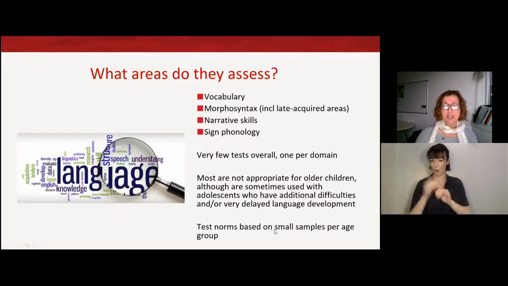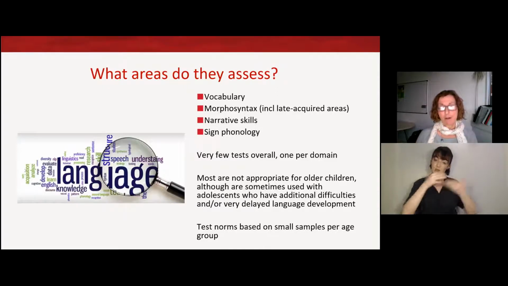But one of the limitations that I will say about the available tests is that they are based on small samples of deaf children per age group. And this is because of the numbers of the deaf signing community being small. But we also have to just be a little bit cautious, because when we're looking at small numbers, the risks of variability come in again. So in other words, the norms give you a bit of a flavour of what children might be achieving at a certain age, but it's not as definitive as if you have larger samples.